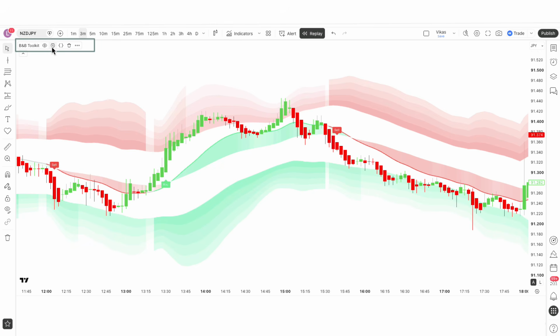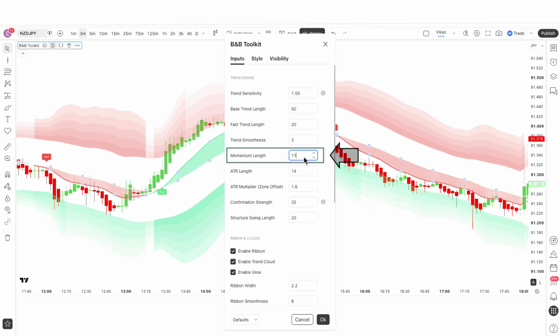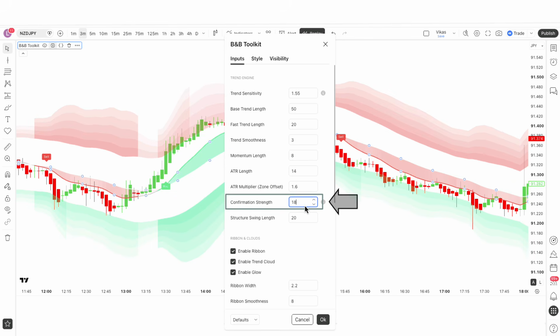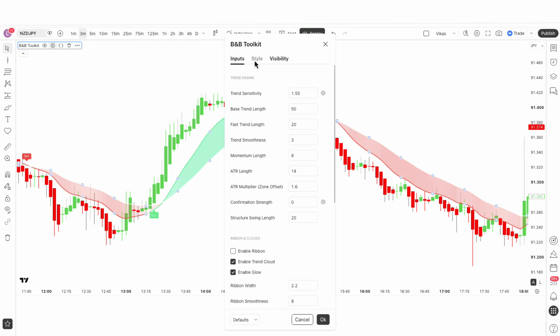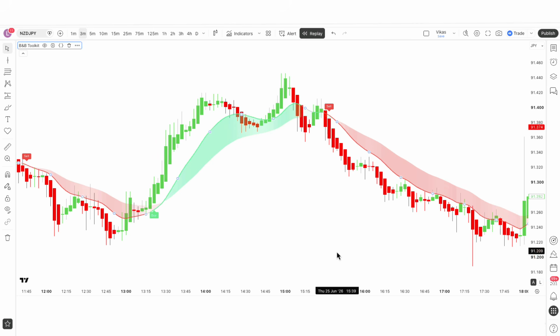Now change the indicator settings for perfect signals. First, change trend sensitivity 1 to 155, then change momentum length 14 to 8, and then change confirmation strength 35 to 0. If there are any options you wish to hide, do so to keep the chart clean and easy to read. Here everything is fine. After that, click OK. Now we'll add one more indicator to make this strategy more powerful.